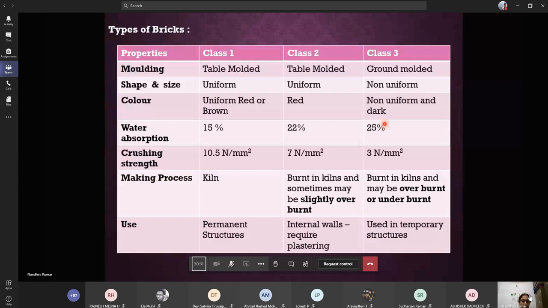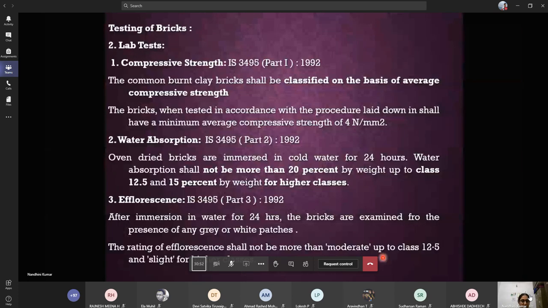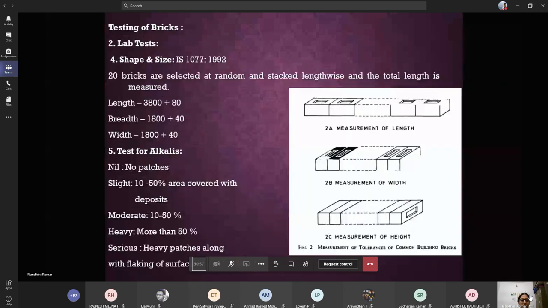Efflorescence is based upon Part 3 of the same code book. After immersion in water for 24 hours, the bricks are examined for the presence of any gray or white patches. They will check by physical examination whether any gray or white patches are there. The rating of efflorescence shall not be more than moderate up to class 12.5 and slight for higher classes.